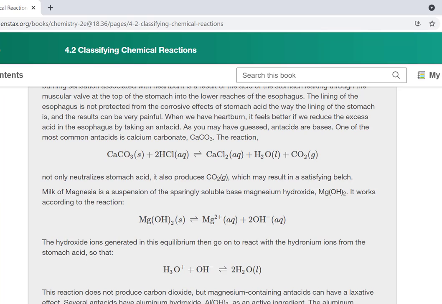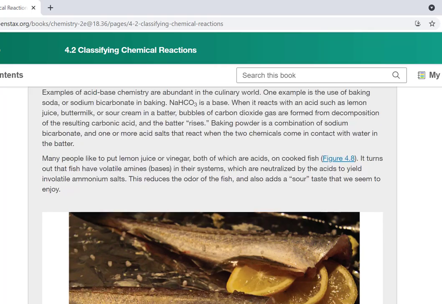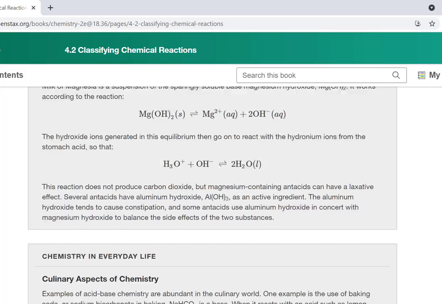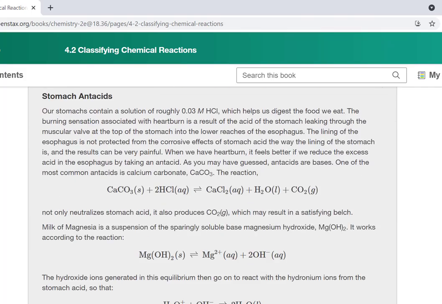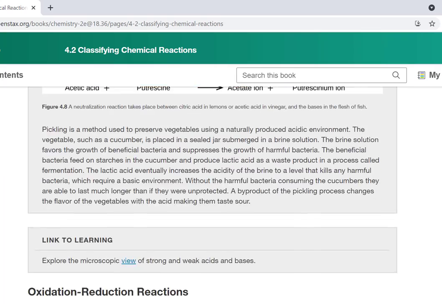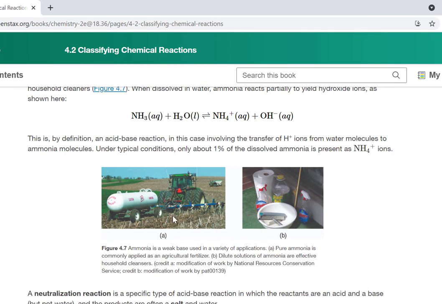There's also some interesting discussions. Acid-base reactions are very important in a lot of aspects of our lives. Here it talks about stomach acids, and then other food-related acid properties. And I think there's a little discussion here about ammonia being important in agriculture, which of course is very important where we live. So that is it for this section on acids, bases, and neutralization reactions.